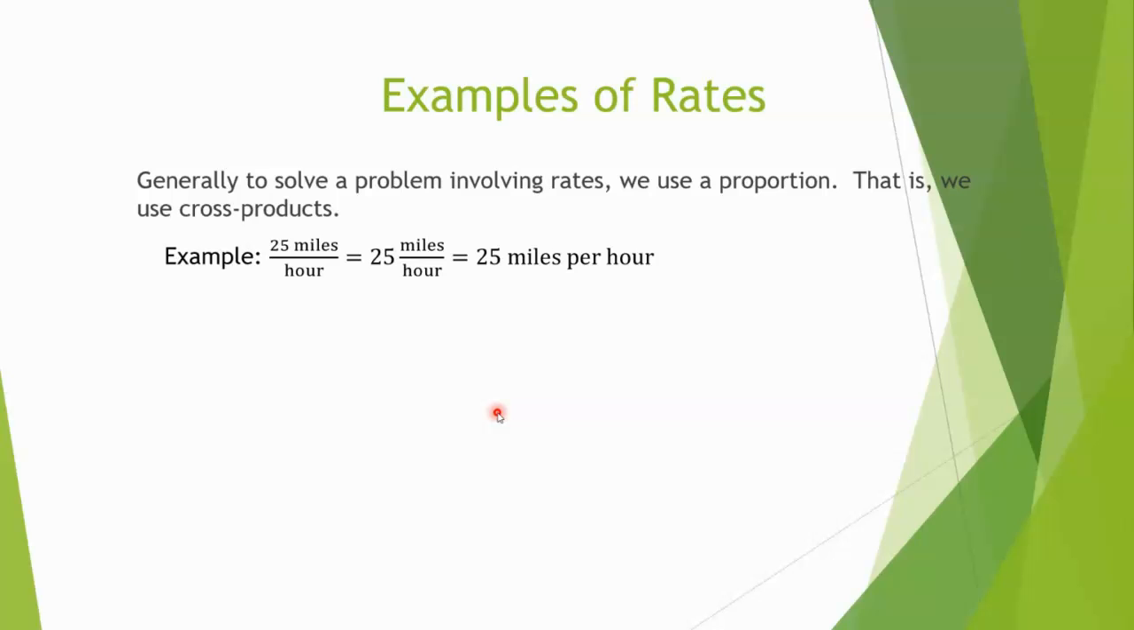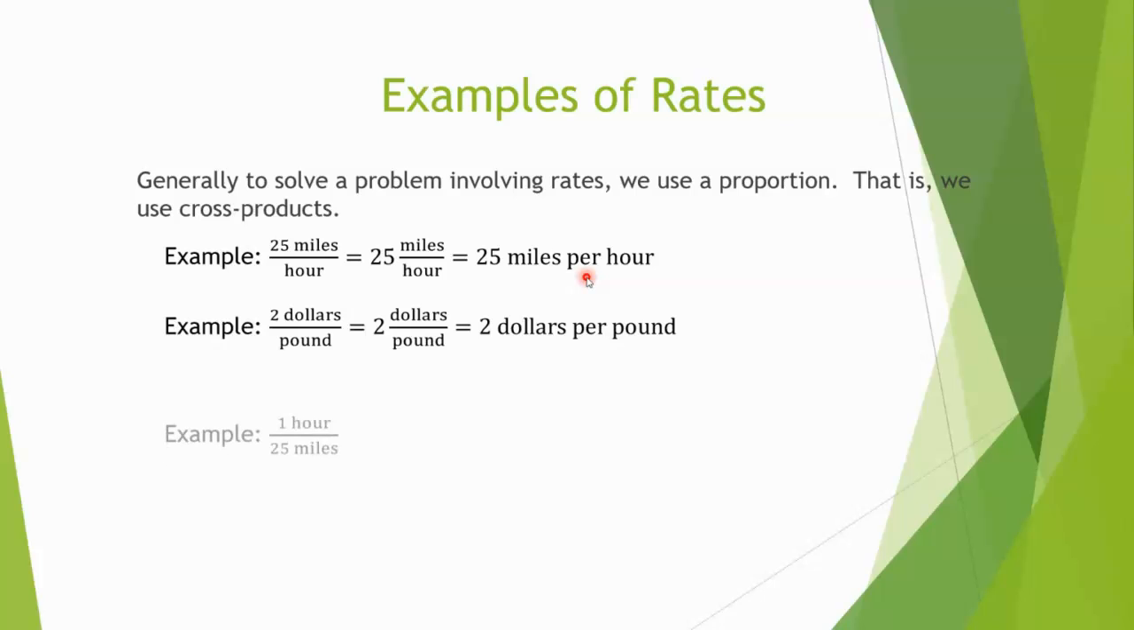The first one, speed of a car, 25 miles per hour. Generally, when you have "per" in here, P-E-R, that indicates a rate. Another one here is, as I was saying with the grocery store, $2 per pound. That's an example of a rate.